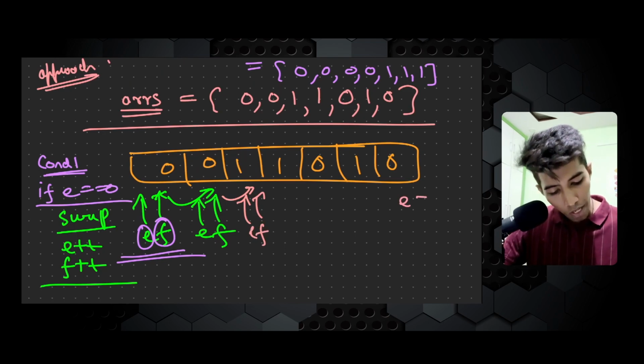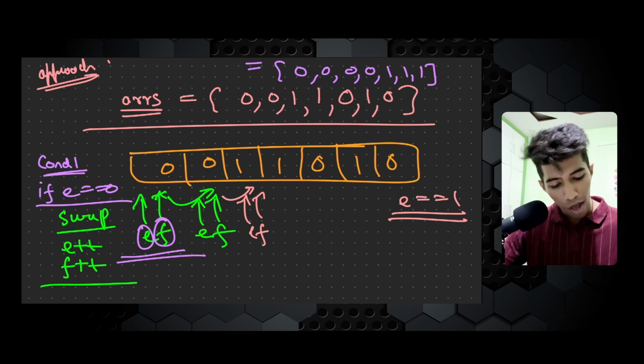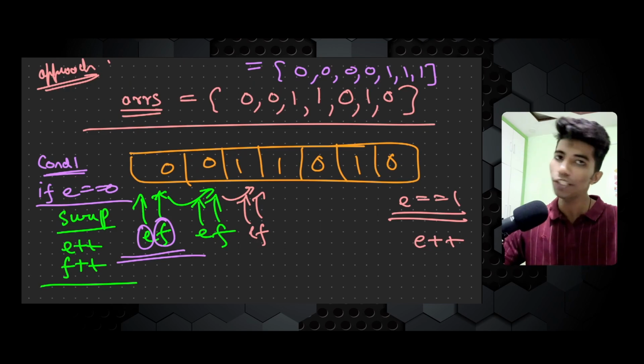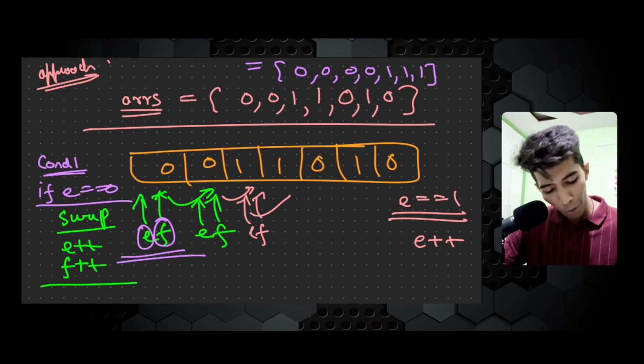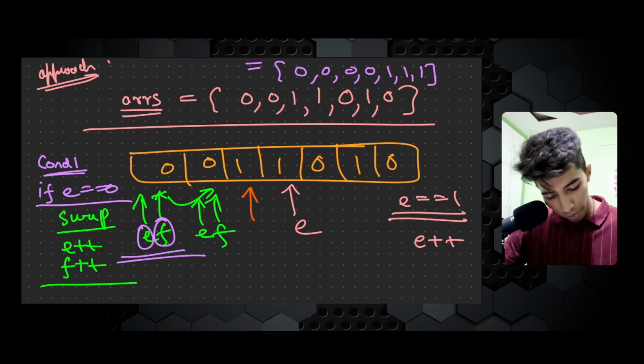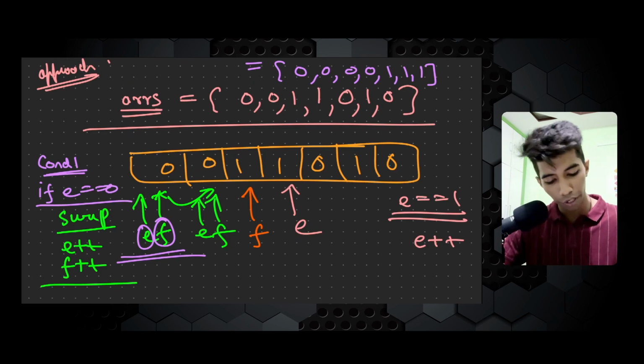So when my E is equal to 1, what do I have to do? I will not do the swap now. I will just increment the E pointer. So my E pointer will come over here, and my F pointer is here. Let me erase. Now my F pointer is here and my E pointer is here.